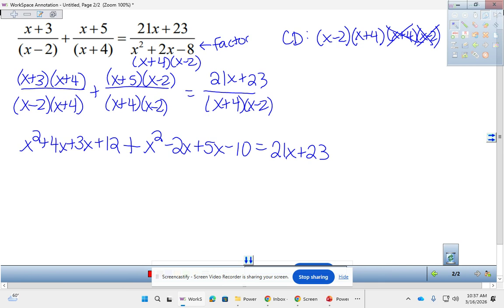We could cross multiply here, and all it's going to end up doing is canceling each other out. So I don't need to write it. From here, I'm going to combine my like terms. So x squared and x squared is 2x squared. 4 and 3 is 7. 7 minus 2 is 5, and 5 plus 5 is 10x, and 12 minus 10 is +2.